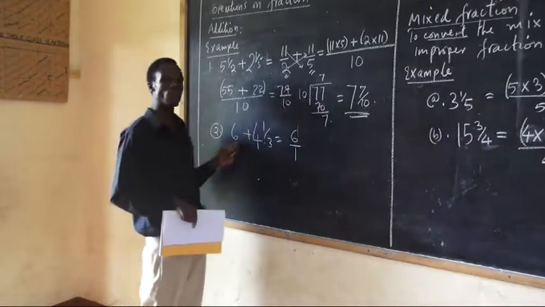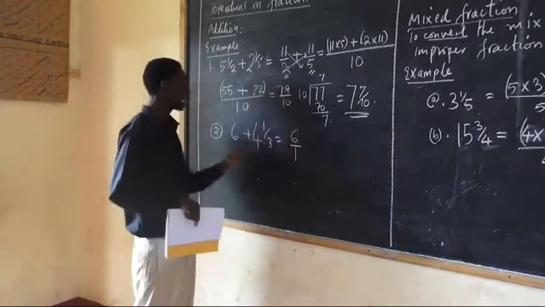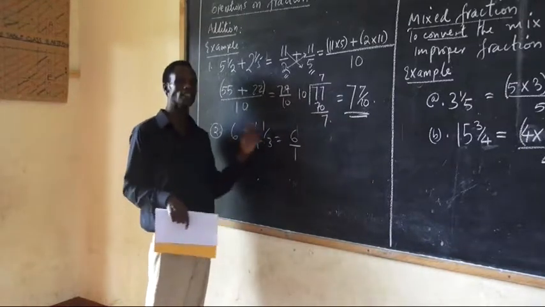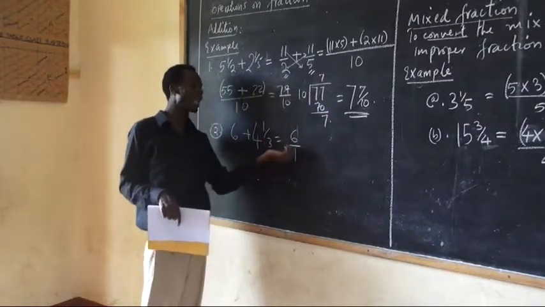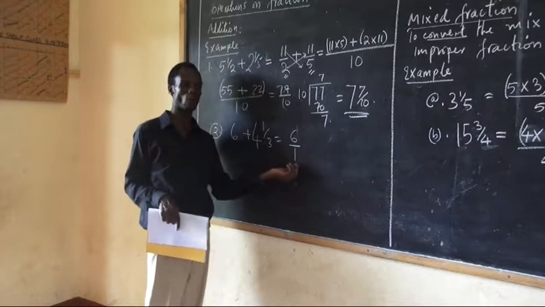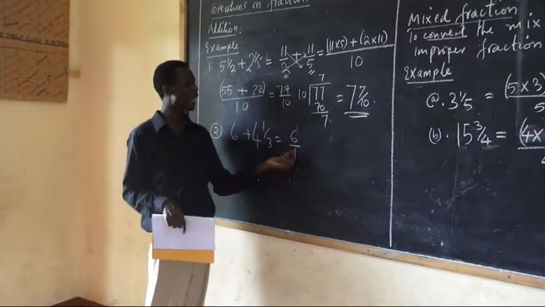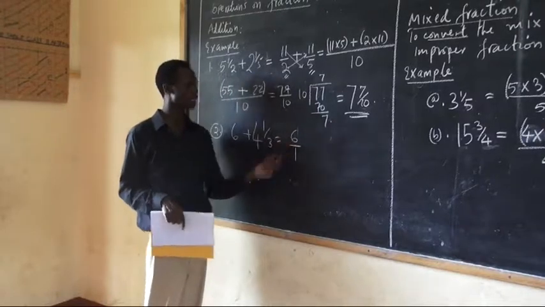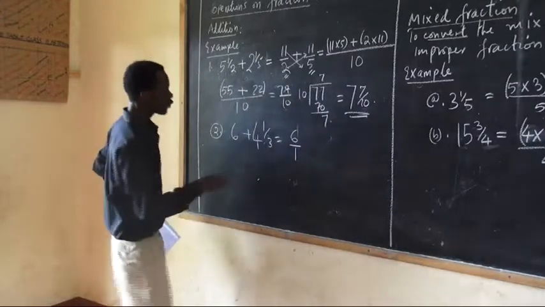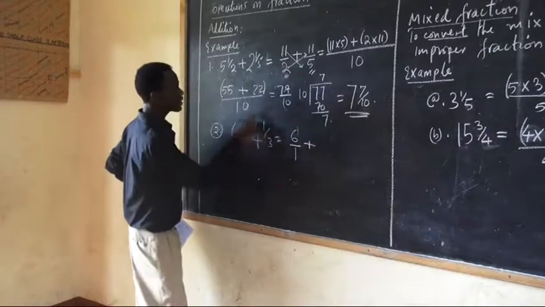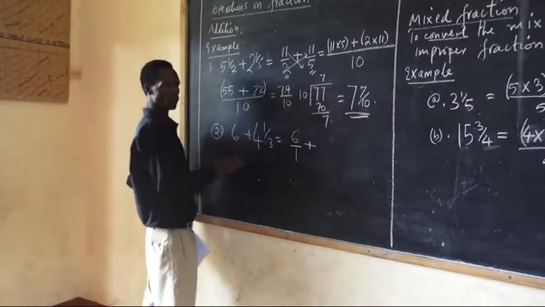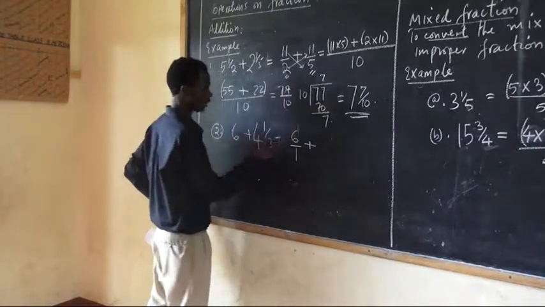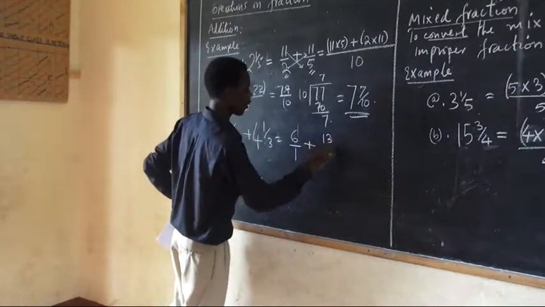Ibadilishe hapa namba iwe sehemu. Kwa sababu hii hapa ni sehemu, haziwezi kuchangamana na namba nzima. So you convert it into a fraction by putting it over 1, because 1 cannot change anything. Haiwezi kubadilisha chochote hapa. It remains over there. And now we say plus. You convert this mixed fraction into improper fraction. Now it is 3 times 4 plus 1, which is equal to 13 over 3.